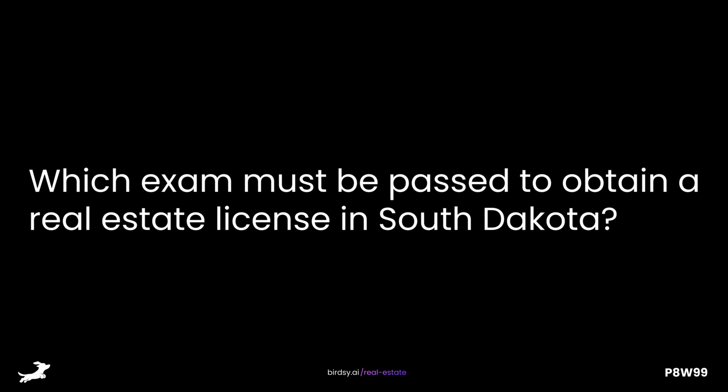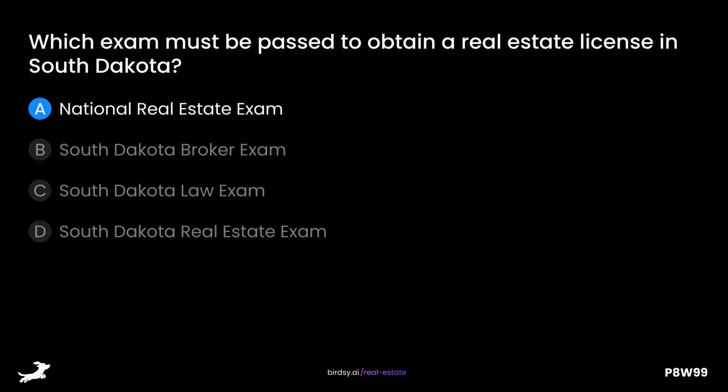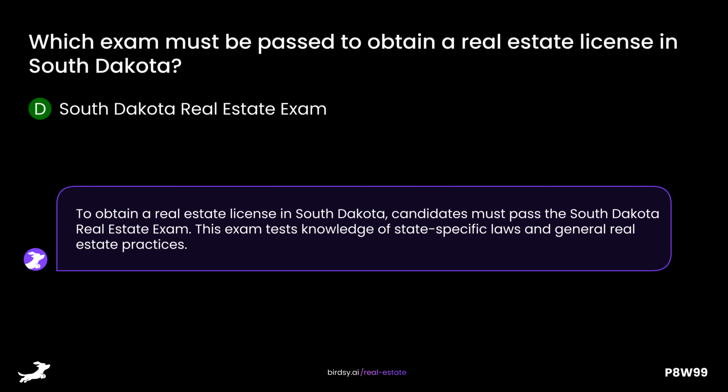Which exam must be passed to obtain a real estate license in South Dakota? Is it A, National Real Estate Exam, B, South Dakota Broker Exam, C, South Dakota Law Exam, or D, South Dakota Real Estate Exam? The answer is D, South Dakota Real Estate Exam. To obtain a real estate license in South Dakota, candidates must pass the South Dakota Real Estate Exam. This exam tests knowledge of state-specific laws and general real estate practices.